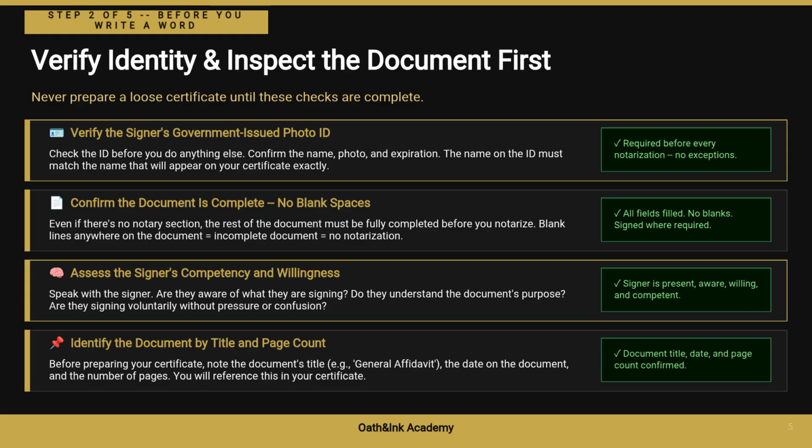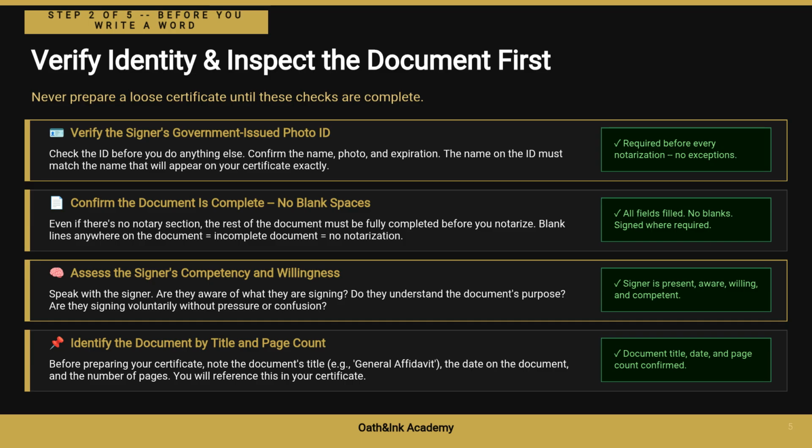Next, inspect the document itself. Is it complete? Every field must be filled. No blank lines, no partial entries. If the document has blanks beyond the missing notary section, stop right there. A blank document is an incomplete document, and you do not notarize incomplete documents.